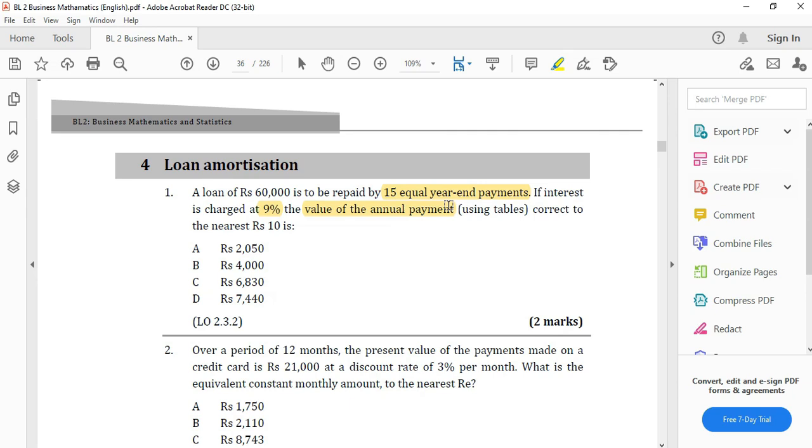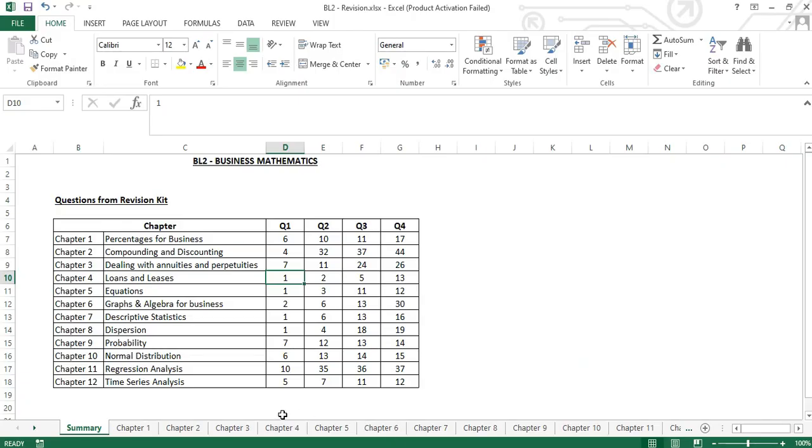Okay. So they are basically asking for the annuity because we are making equal payments. That's why I said it's an annuity. If you are making different payments each year, then it is not an annuity. But they have said that they are making equal year-end payments. Fine. So straight away, it's straightforward.